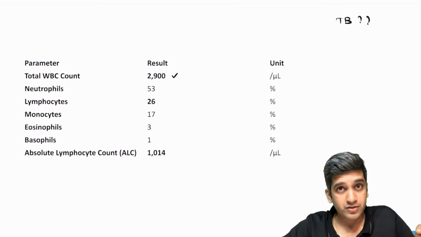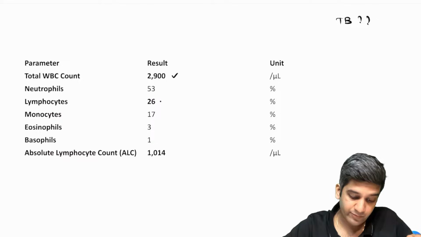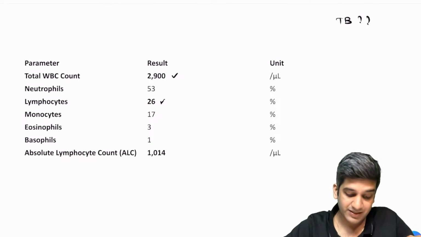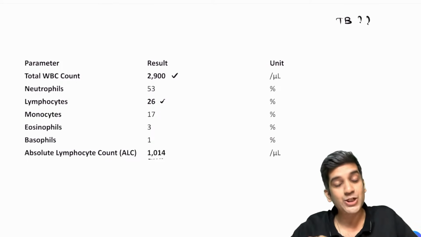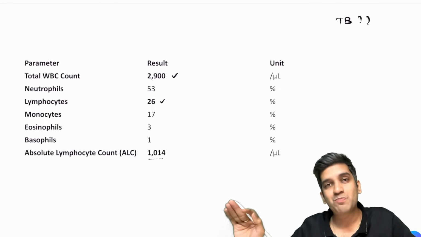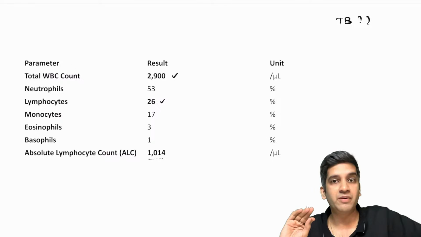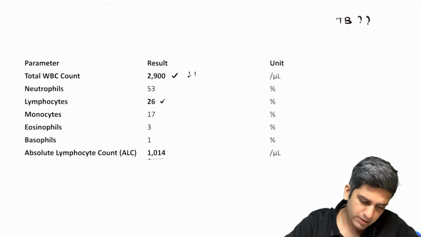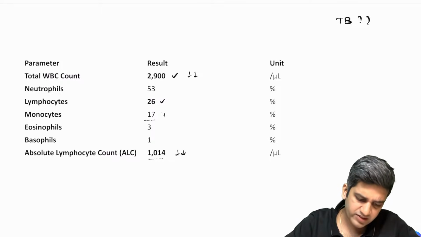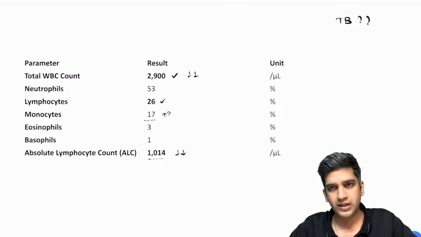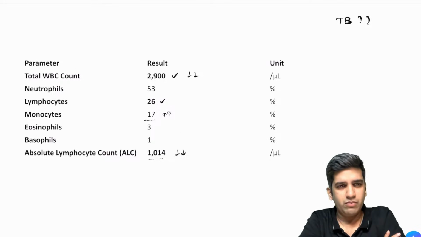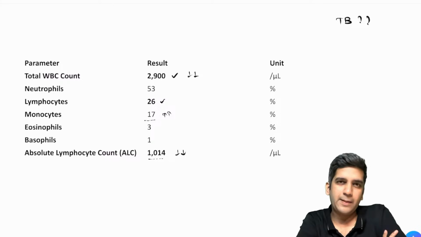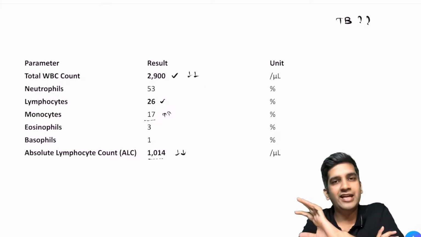WBC count reduced? Absolutely yes. Lymphocytes are 26%, but the absolute lymphocyte count is pretty low. Lymphocytes are reduced. That's why I said absolute values are more important than the percentage ones, right? I have reduced WBC, I have reduced lymphocytes, monocytes are a little bit elevated as well, right? Now can anyone tell me, is there anything else you will suspect apart from TB? I am not denying TB here.